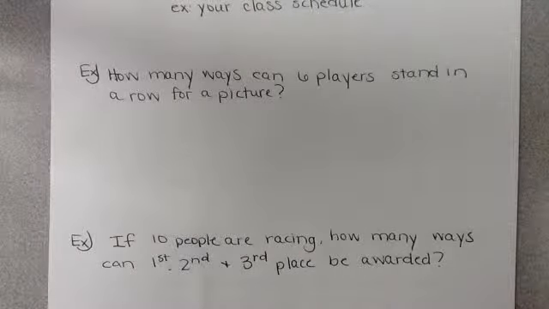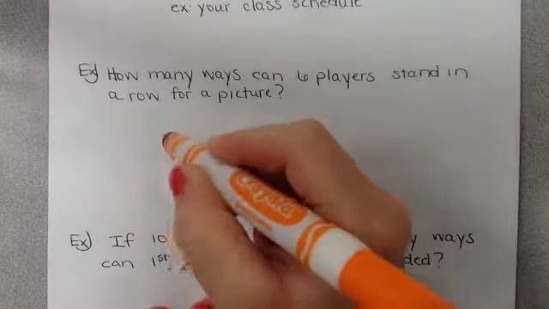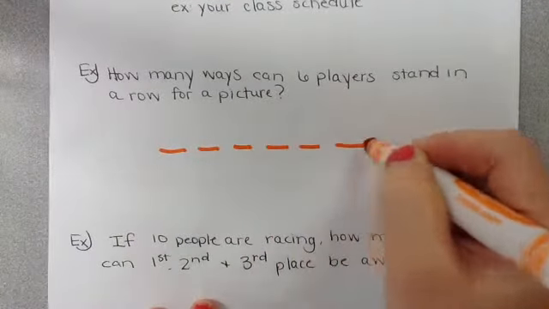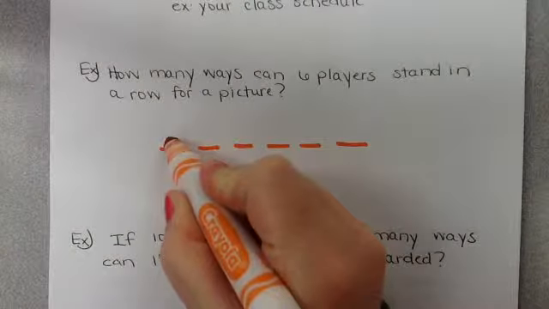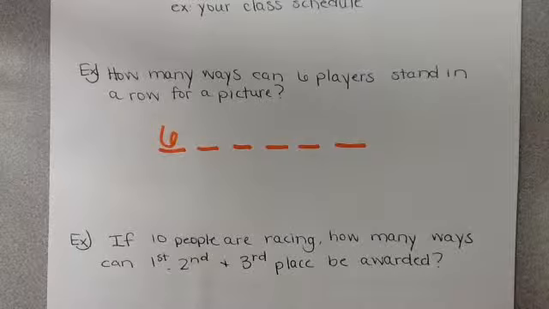How many ways can 6 players stand in a row for a picture? All right? So in the picture, how many spots do I need? 6 spots. So there are my 6 spots for the picture. Now I'm looking at my team. How many options do I have to pick for the first spot? How many athletes are standing there for the first spot? I have 6 to choose from.